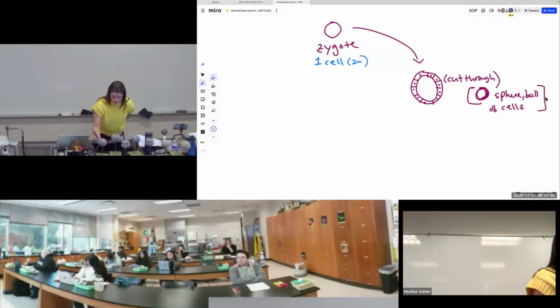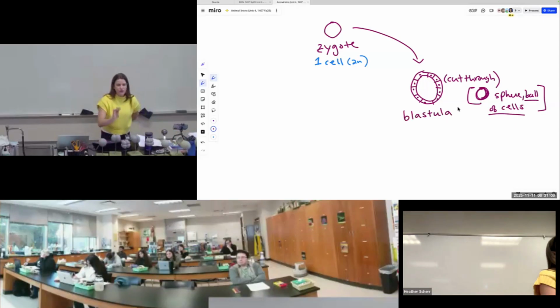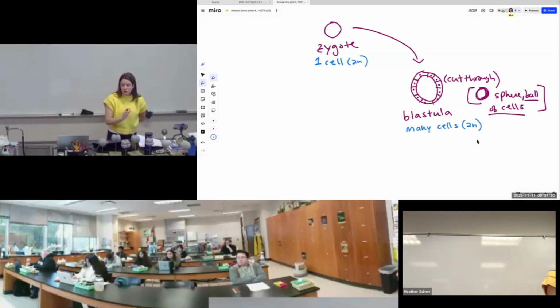Okay, so this is a ball of cells at this stage. We call that a blastula. So we'll write that word here. Whenever we have the word blast, it's usually referring to early development, like early embryo stages. So blast is referring to germline, which is the reproductive stuff. So this is many cells, and it's still 2N. Pretty much most of the animal life cycle is going to be diploid.